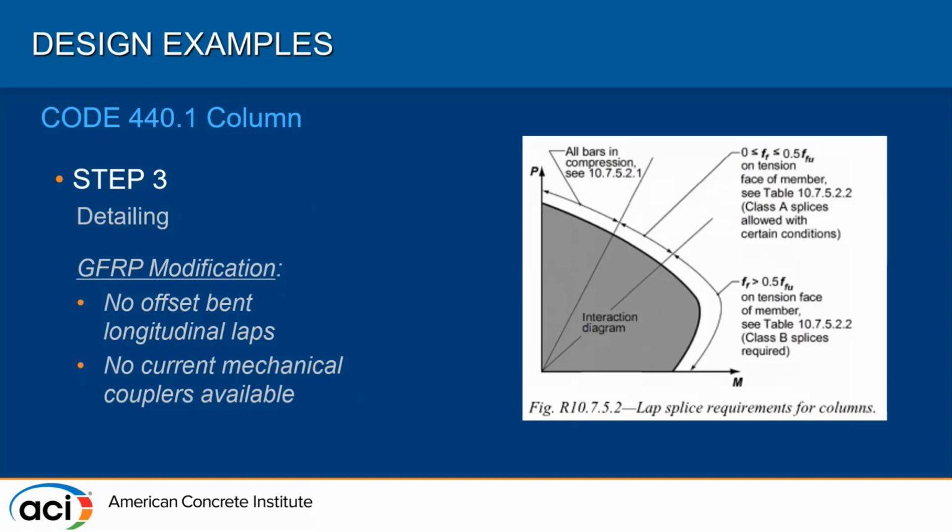So we talked about bends earlier. The code does have a few things that are not allowed in the current code for glass fiber reinforcement. The bends, the offset bending and detailing, so when you go from column to column, those are not allowed in the new GFRP code. So that's just something to be aware of. That detailing might need to change in your back pocket if you do have these standard details on hand.